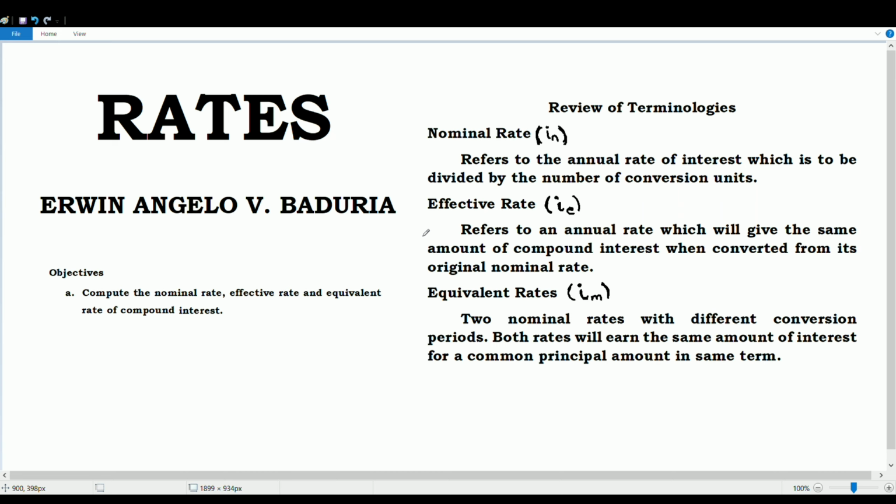The third one is the equivalent rates, denoted by I subscript m. This is two nominal rates with different conversion periods. Both rates will earn the same amount of interest for a common principal amount in the same term.